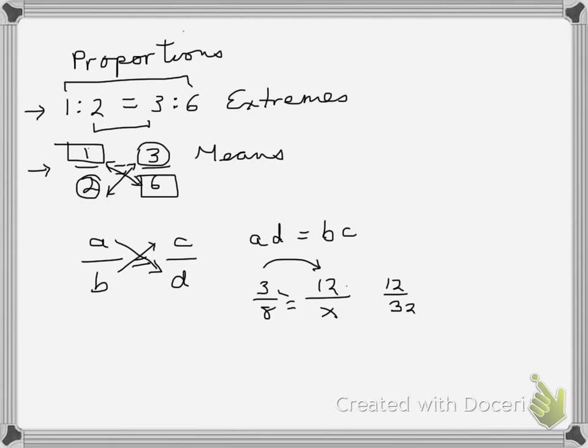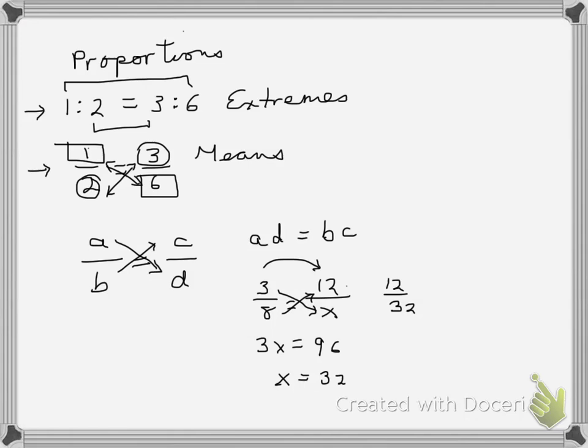Okay. 3x equals 8 times 12, which is 96, and then divide, and you would get 32. Either way, right? But cross multiply becomes a very quick method often.